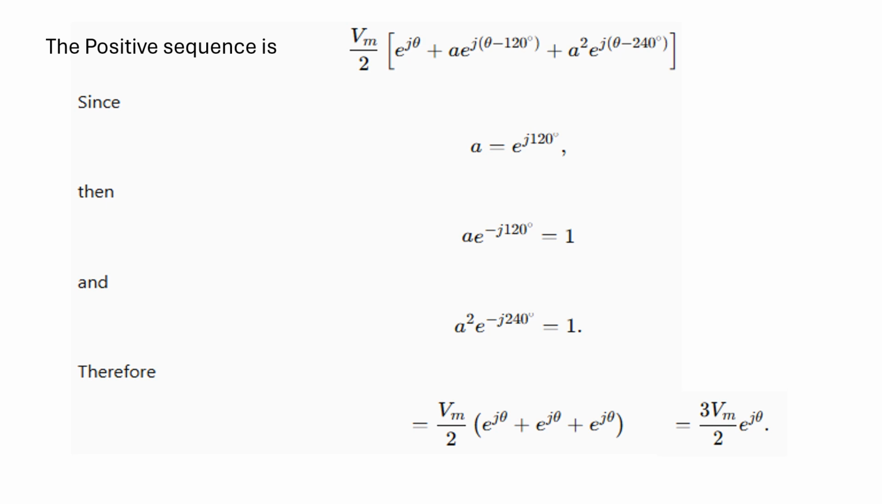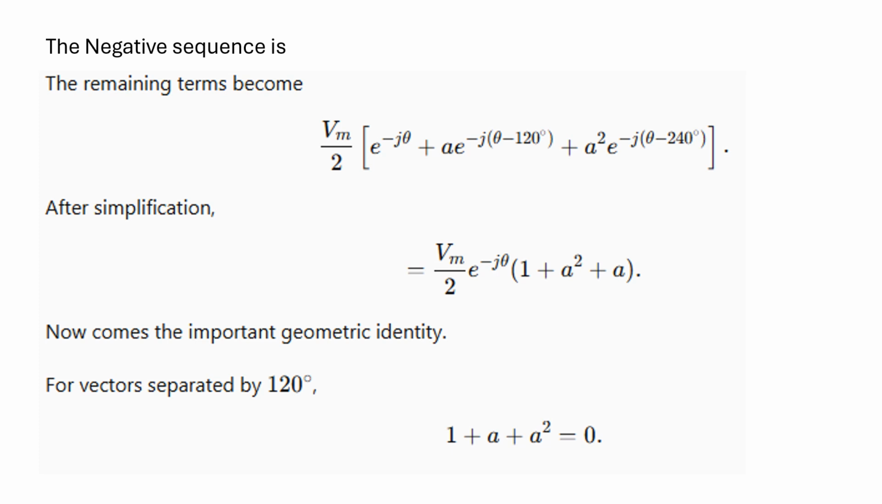This e power j theta represents a space phasor rotating at a speed of theta, that is omega t, with a magnitude of 1.5 Vm. If you consider the negative sequence values, they reduce down to this, and we know that 1 plus a plus a square is equal to 0.